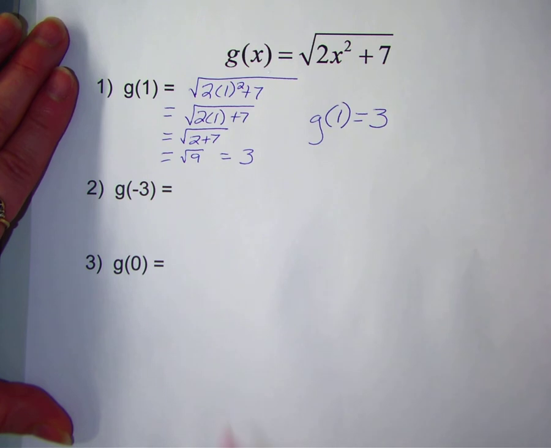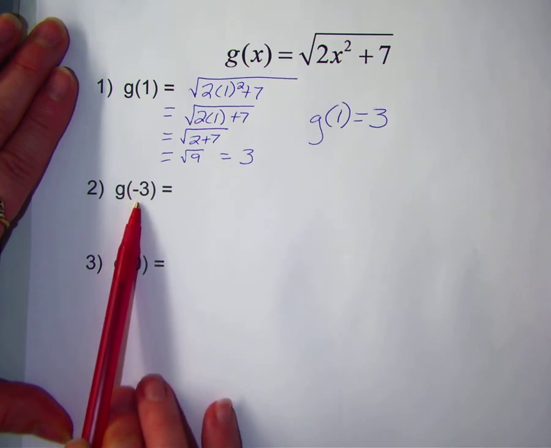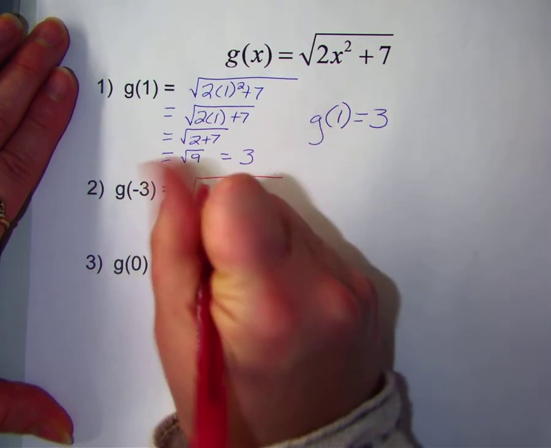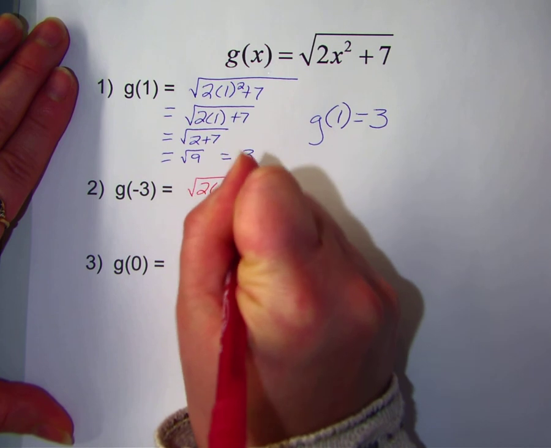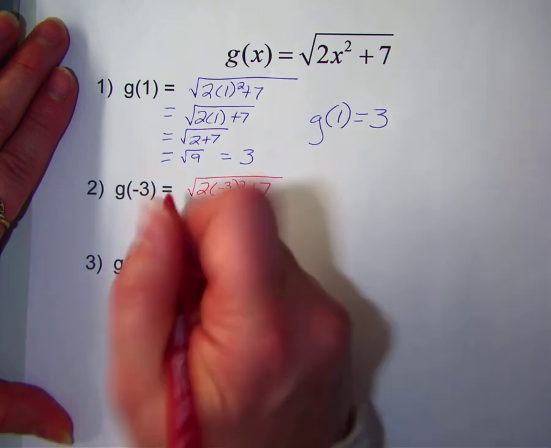For problem 2, we're asking what's the value of the function g when the input is -3. So I input a -3 where the x is into the rule for the function. Now, you might need a little reminder that if you're substituting a negative number, you need to substitute it inside parentheses. That will make a difference when you're evaluating exponents.